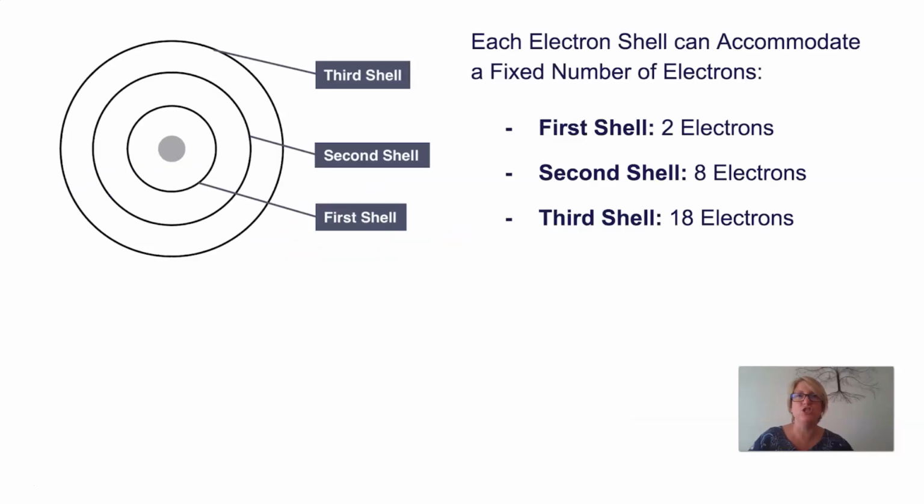If we have a look at the generalized atomic structure, we have the nucleus in the middle, and then we have shells that go around the outside. So these shells is where we find the cloud of electrons. Each electron shell can accommodate a fixed number of electrons. For example, this first shell here can only hold 2 electrons. The second shell can hold 8 electrons. And the third shell can hold 18 electrons.